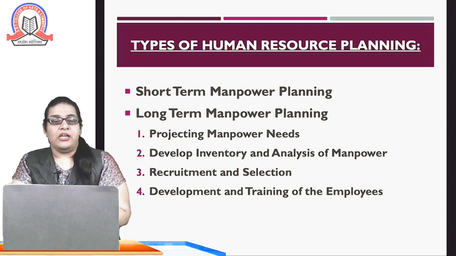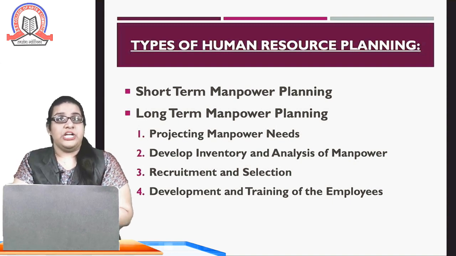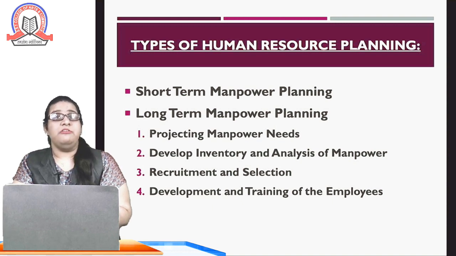In long term planning, it includes first projecting manpower needs. Projecting manpower needs means we have to forecast the needs, how many employees we will need. For example, if we are going to open up new branch, how many employees will be required there, how many departments will be there, what their skills and education qualifications will be.